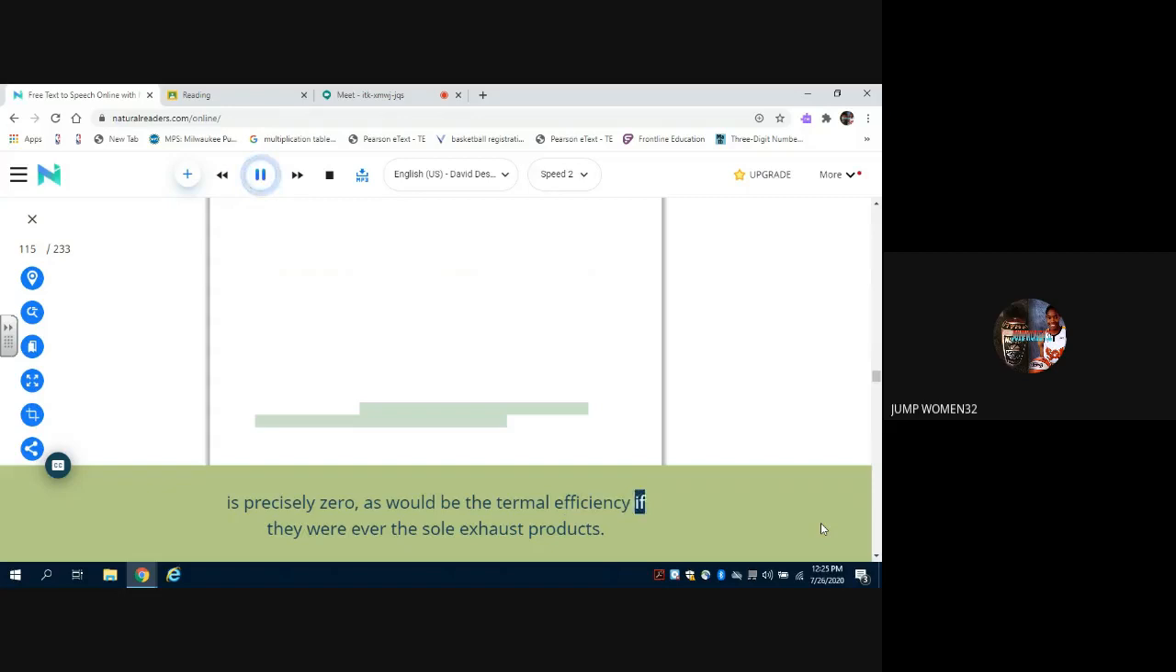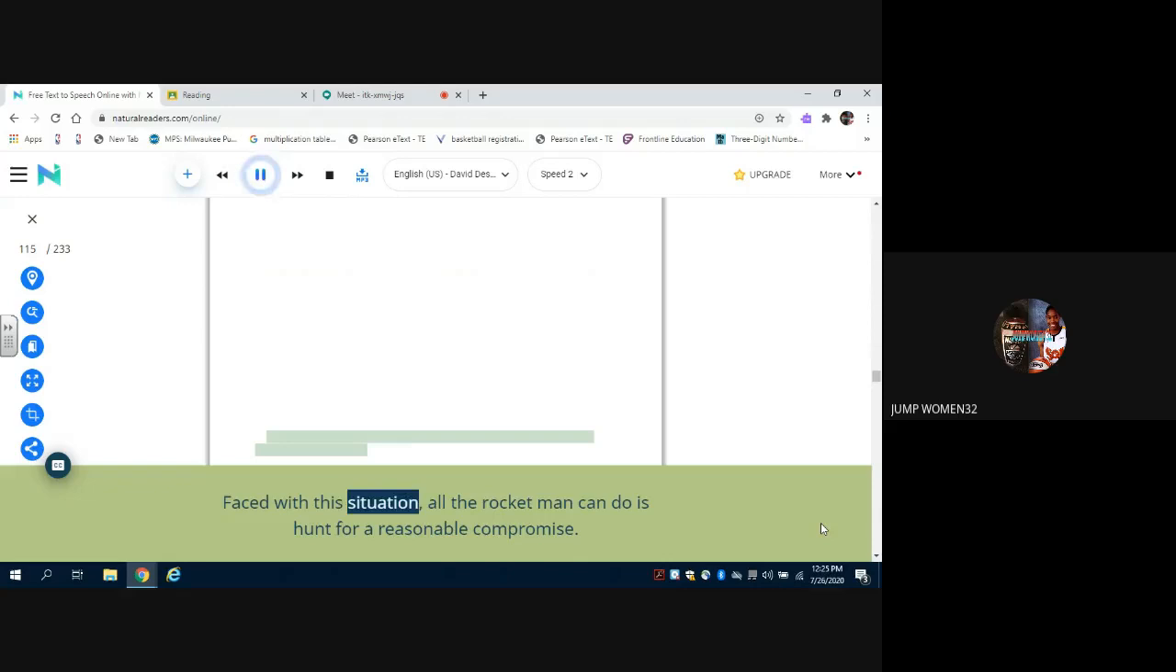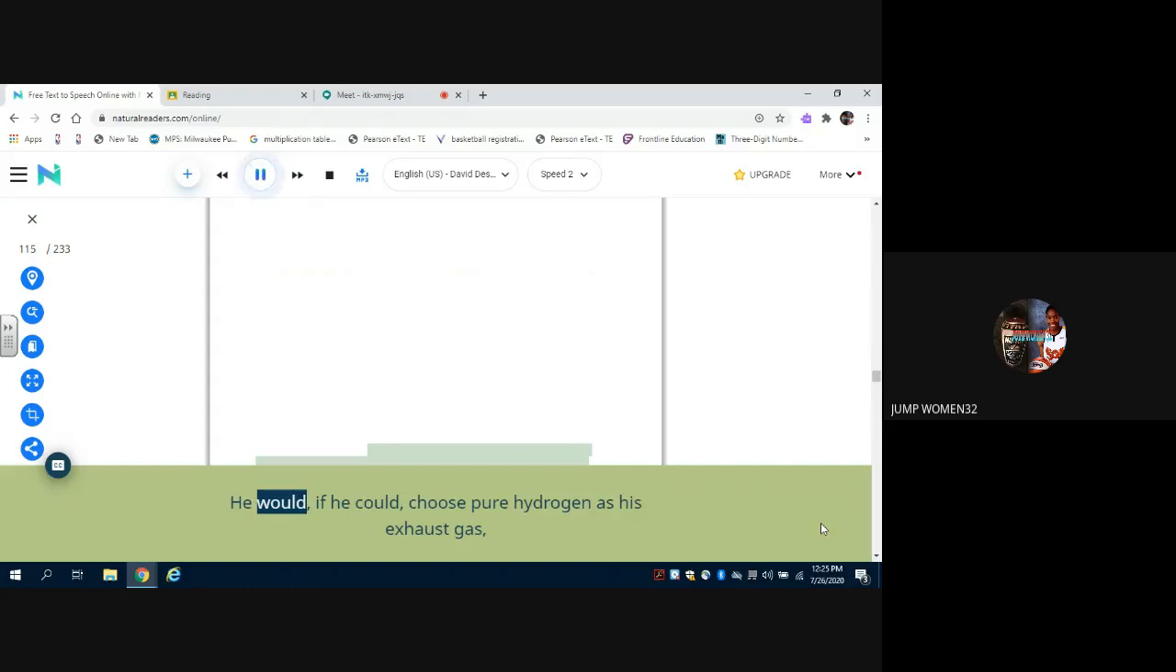Faced with this situation, all the rocket man can do is hunt for a reasonable compromise. He would, if he could, choose pure hydrogen as his exhaust gas, since at any given temperature 1 gram of hydrogen has more heat energy in it than a gram of any other molecule around. 1 gram of H2 at 1000 K has almost 10 times the energy of one of HF at the same temperature, and its excellent R/CP makes it possible to use a large fraction of that energy for propulsion.